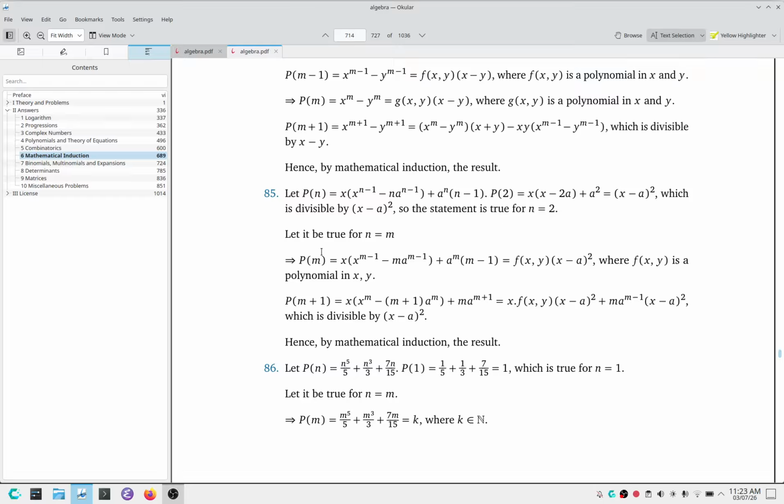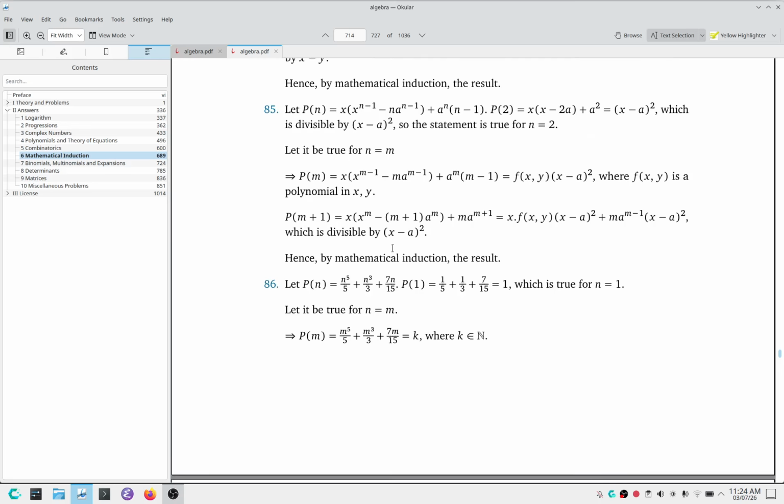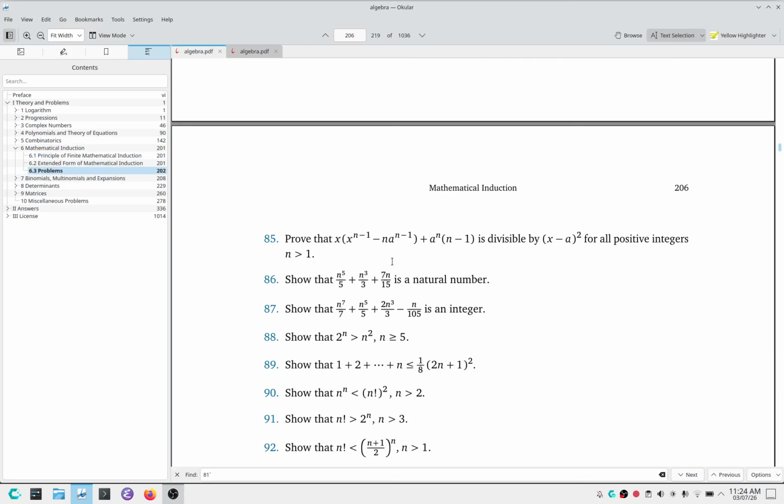Now we put n is equal to m, we get p of m is equal to this much, which we let as f of xy times x minus a whole square. Now we put n is equal to m plus 1, we get x times f of xy times x minus a whole square plus m a raised to the power m minus 1 x minus a whole square, which is also divisible by x minus a whole square. And hence by induction we have the result.